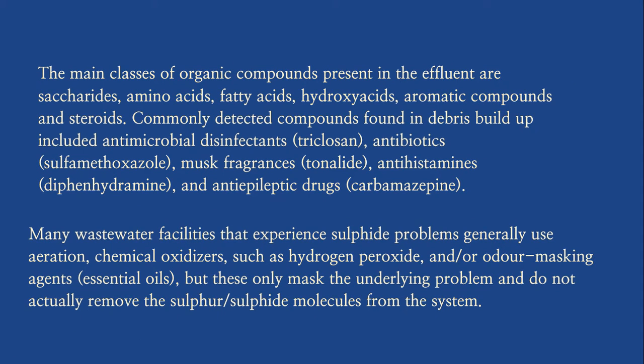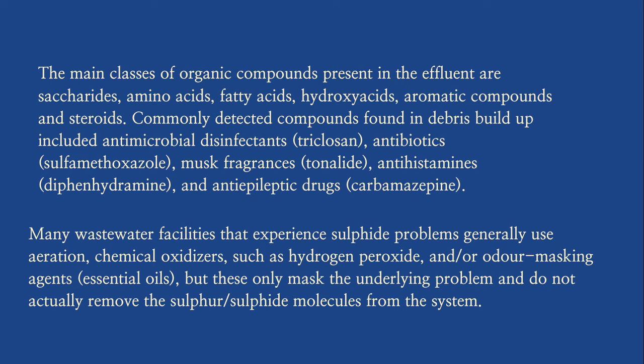The main classes of organic compounds present in the effluent or wastewater are saccharides, amino acids, fatty acids, hydroxyacids, aromatic compounds, and steroids. Commonly detected compounds found in debris buildup included antimicrobial disinfectants, antibiotics, musk fragrances, antihistamines, and anti-epileptic drugs. So those were basically what were found in debris buildup and maybe had been flushed but weren't supposed to be.